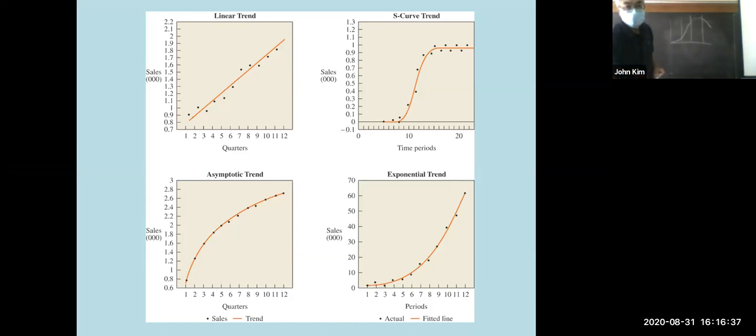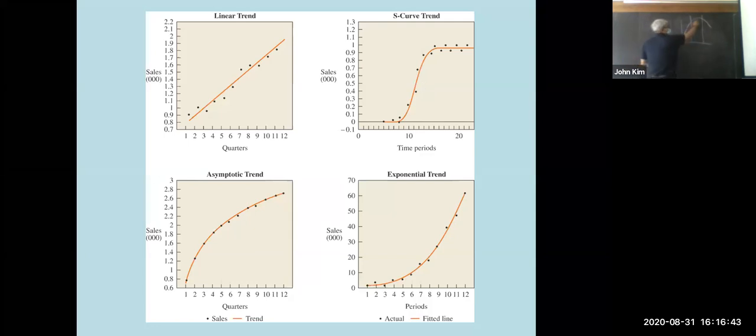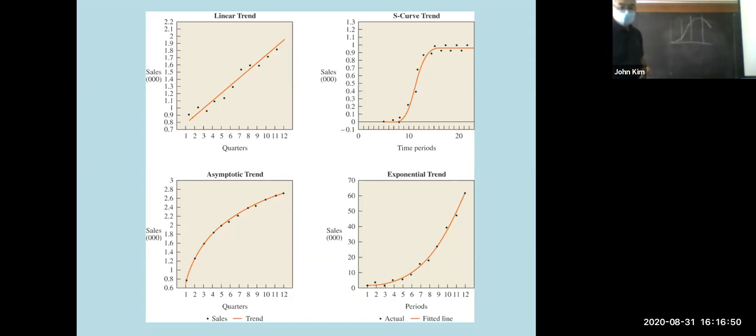This one, S-curve trend, looks like here. The same, right? And then next one, asymptotic trend. And next one is exponential trend.